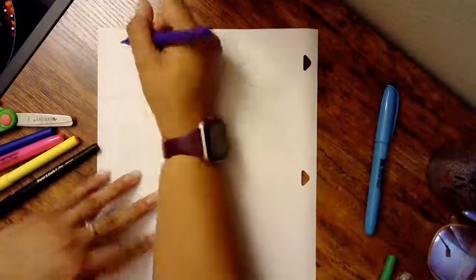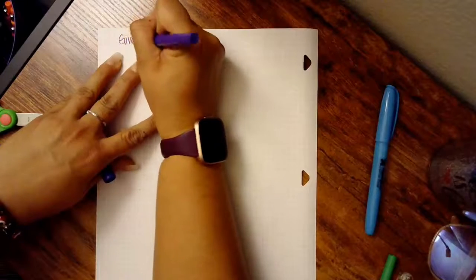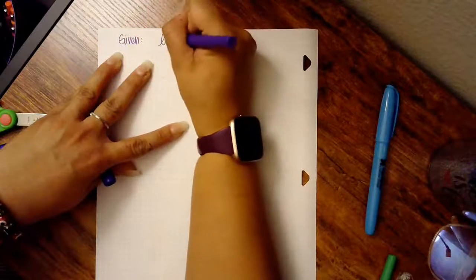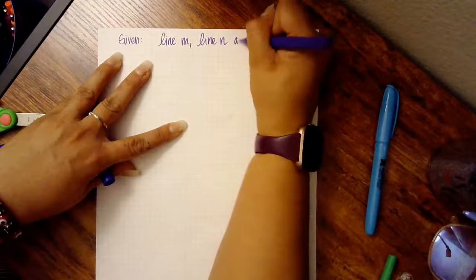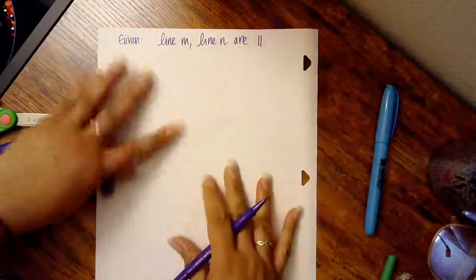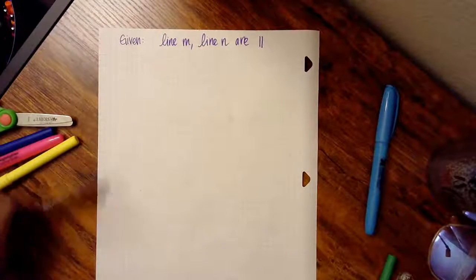So this information is given: line M and line N are parallel. So I'm going to go ahead and draw those two lines.